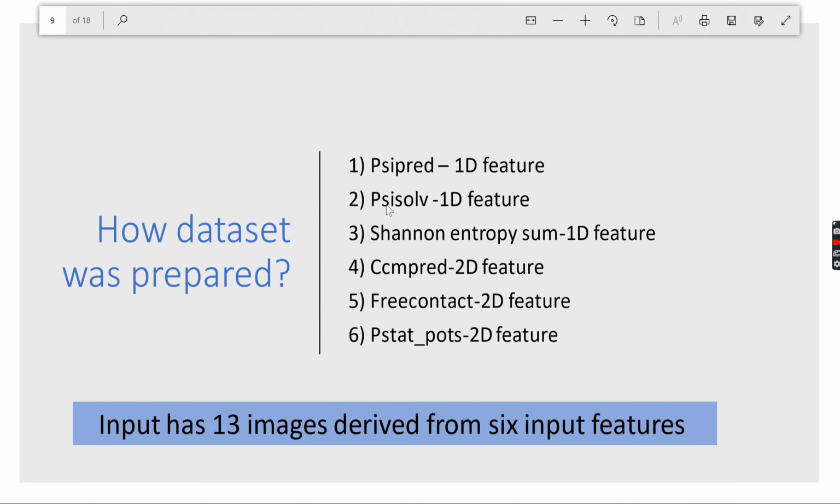So coming to the data set, we have a data set which contains around 3000 proteins and 6 features for each of them. These 6 features are not essentially images, though as we discussed, we will be using CNNs for this prediction. These are not 2D images, but CNNs are meant to work on data on a grid, whether it be 1D or 2D. So what we do is convert these 6 features into 13 images, which are going to be the input to the model.